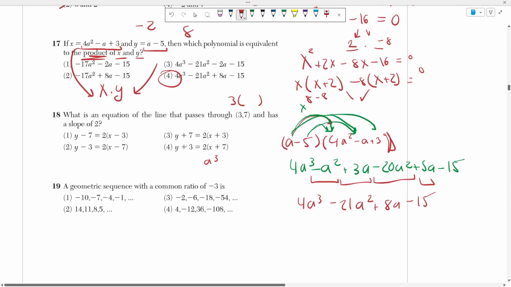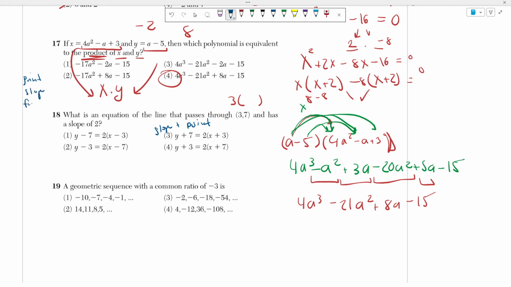Number 18 asks us, what is the equation of a line that passes through the point 3, 7 and has a slope of 2? Whenever you're given a slope plus a point, you're going to use point slope form, which just says y minus the y value is equal to m, or the slope, times x minus the x value of that point, right? So we have y minus the y value of the point, which is 7, is equal to the slope, which they told me was 2, times x minus the x value, which was 3. So which one of these choices reflects that? That's going to be choice 1.